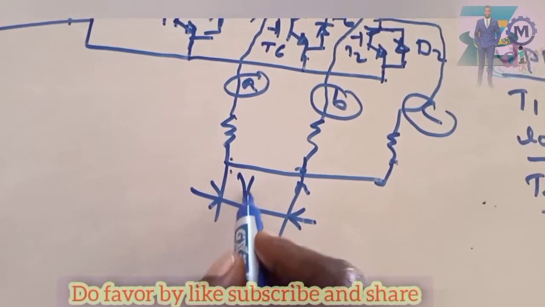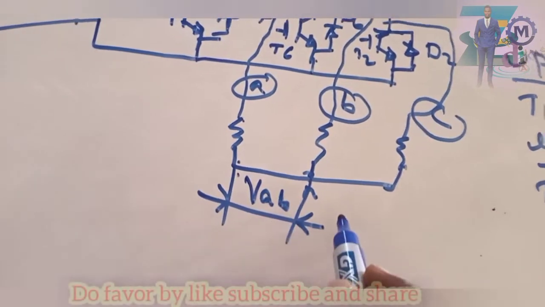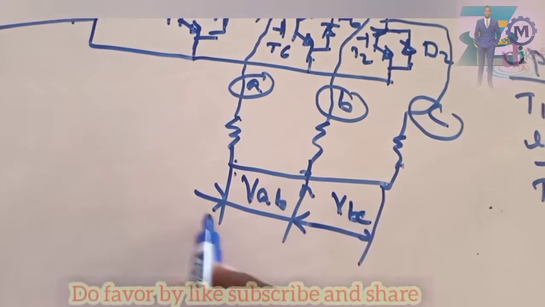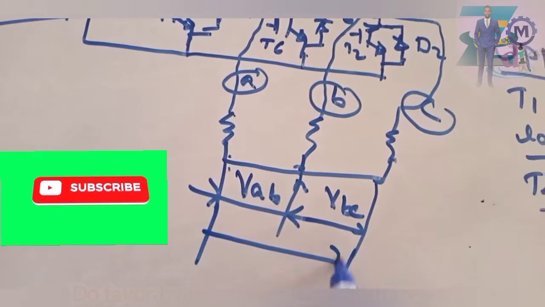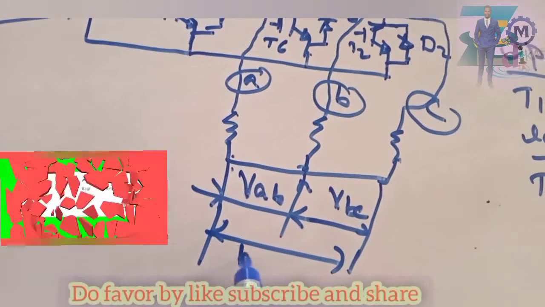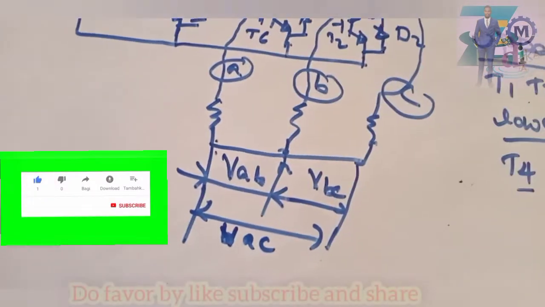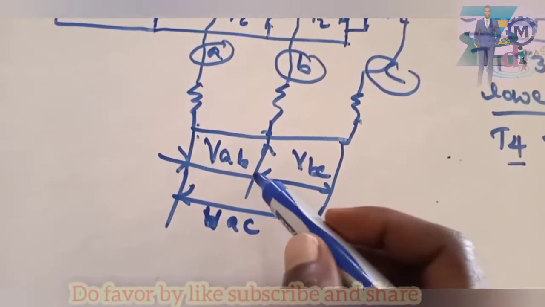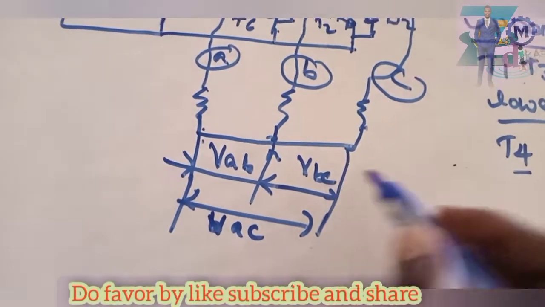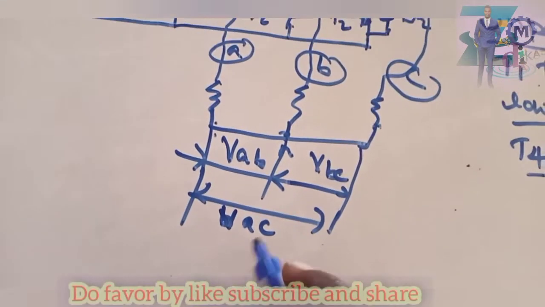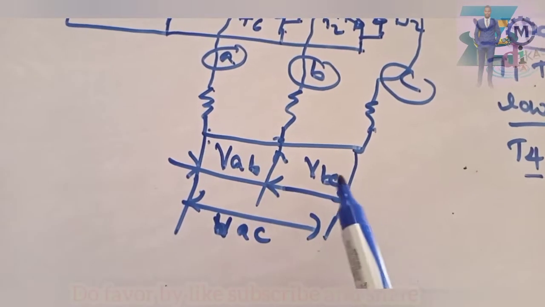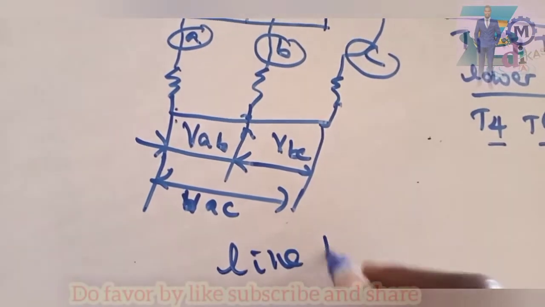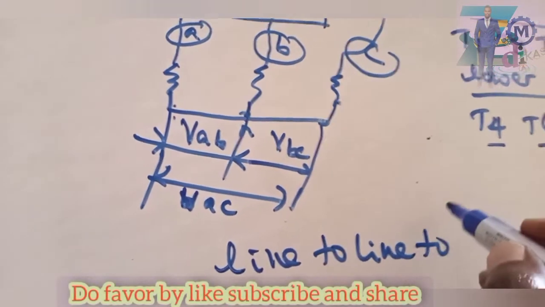So we need to compute VAB, VBC, and VAC. These are the very important things we need to find out. So VAB, VBC, and VAC are the important parameters we have to find out after all here. These are the so-called line to line voltages.